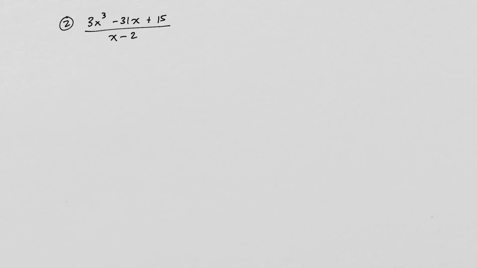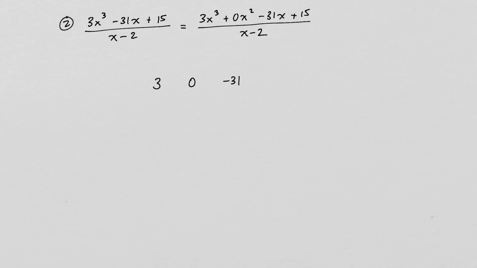So here we have the polynomial 3x cubed minus 31x plus 15 divided by x minus 2. So again, the synthetic division process is that we need to write down the coefficients of the dividend in order. Now it's worth noting here that we do not have an x squared term. And that's important because you have to represent that with the coefficient of 0. So you need to think of this in this way. And so if we bring these coefficients down, we have 3, 0, negative 31, and 15.